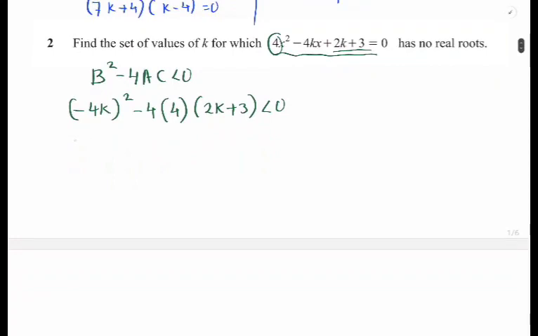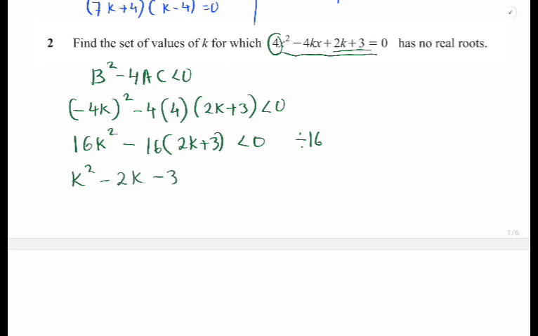Right? So here 16k square minus 16 into 2k plus 3 less than 0. Now this one you can divide here by 16. So k square minus 2k minus 3 smaller than 0. So I factorize this. So k minus 3, k plus 1 less than 0.